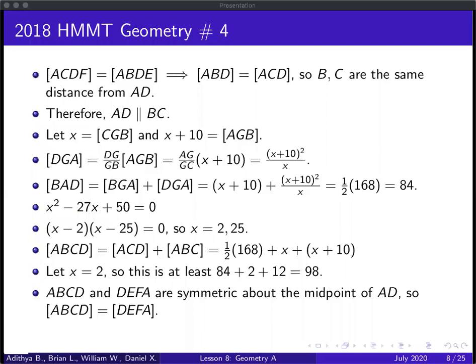So what this tells us is that they have the same area, because they're symmetric. This is now basically the whole problem, because we already know the area of ABCD. What we just found was that, okay, the last step is, we consider the midpoint of AD. We claim that this midpoint is special.